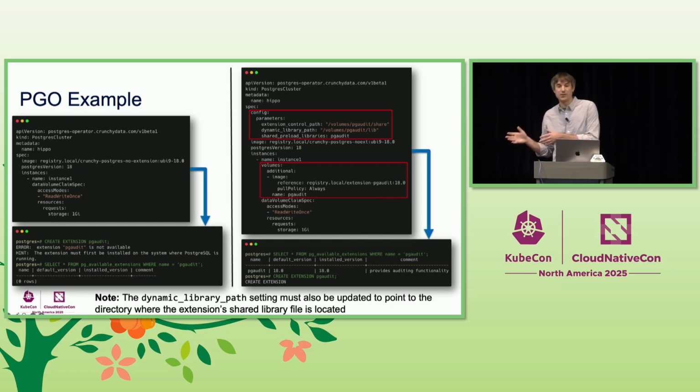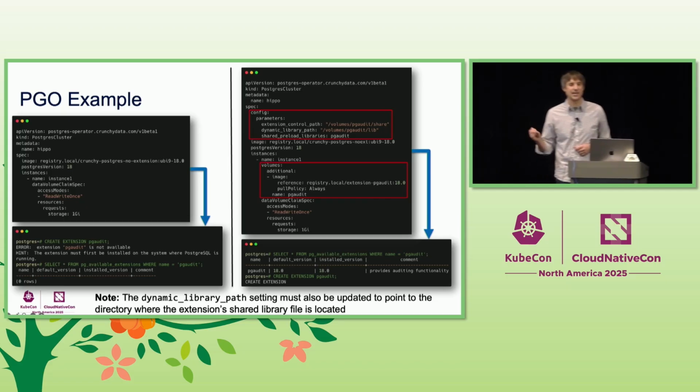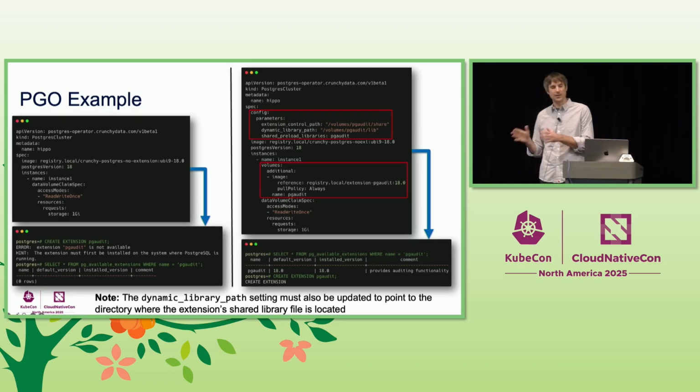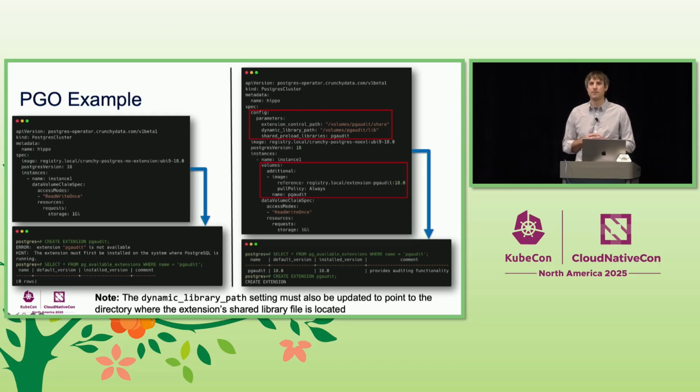Next, over on the right, the Postgres cluster spec has been updated with a custom image volume containing the pgaudit extension, while the extension control path setting has also been updated to instruct Postgres to look for extension files where that pgaudit image is mounted. And after a quick rollout, which is safely orchestrated by the Postgres operator to minimize downtime, the create extension command can be attempted again, which is what you see on the bottom right-hand side of the screen. And this time, the command will succeed.